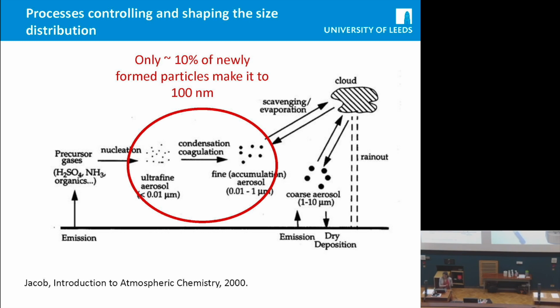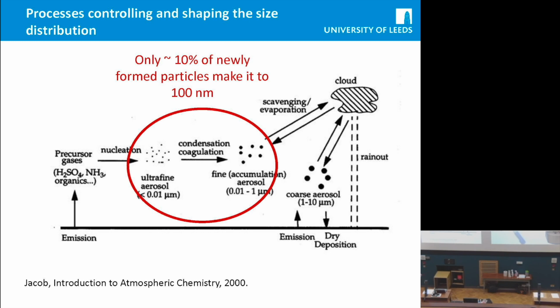So once they're formed, unfortunately, depending on how much you care about these nucleated particles, only about 10% of them actually make it to the size of 100 nanometers. That would get them into the accumulation mode.